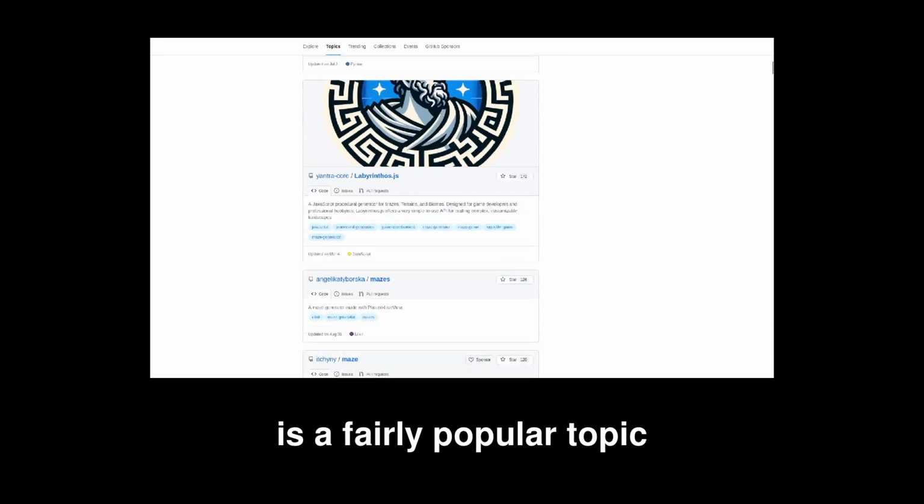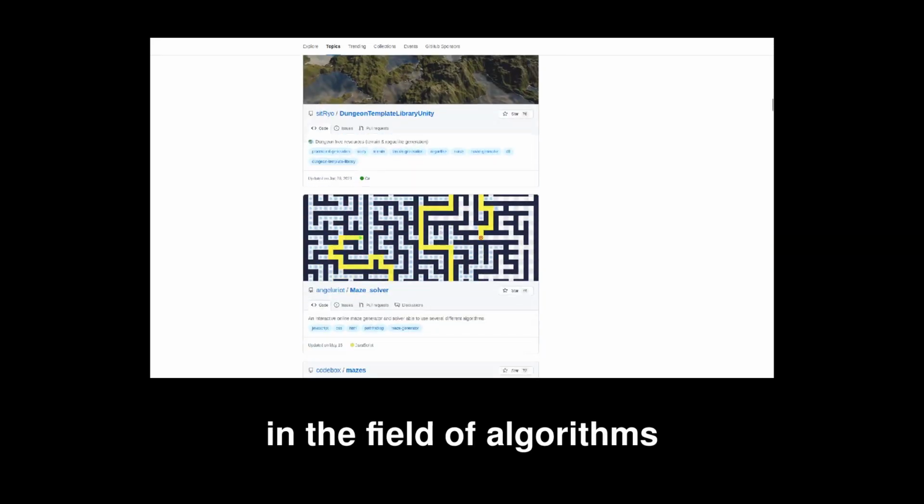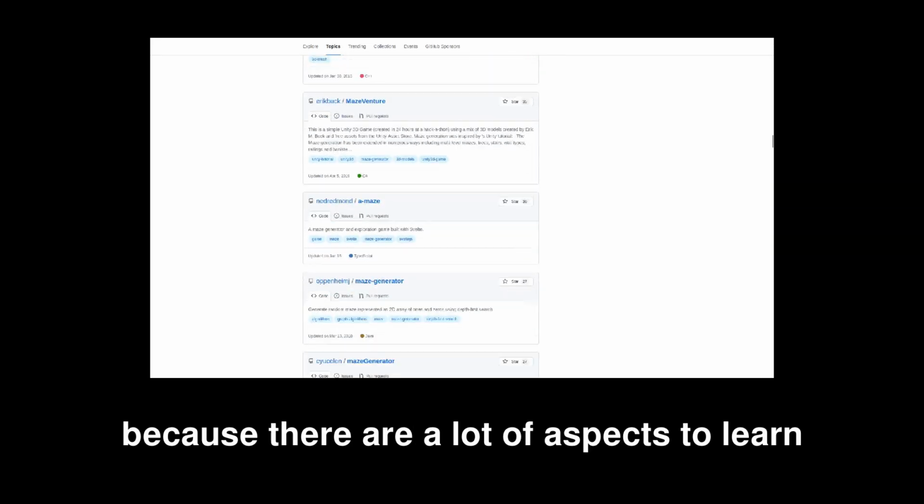Maze generation is a fairly popular topic in the field of algorithms because there are a lot of aspects to learn. Today let's take a slightly different look at this problem and explore dynamic mazes. First, let's settle the terminology and see the basics.